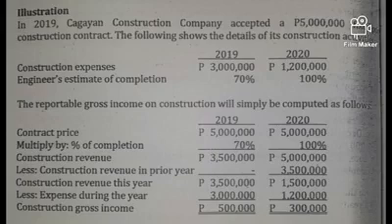So in order to get the specific amount of construction gross income for the year 2020, atong i-deduct ang construction revenue sa 2019. So 5 million pesos minus the 3,500,000 pesos is 1,500,000 pesos. So this is now the construction revenue for the year 2020. And then we're going to deduct it with the construction expenses of 1,200,000 pesos. So the construction gross income for the year 2020 is 300,000 pesos.